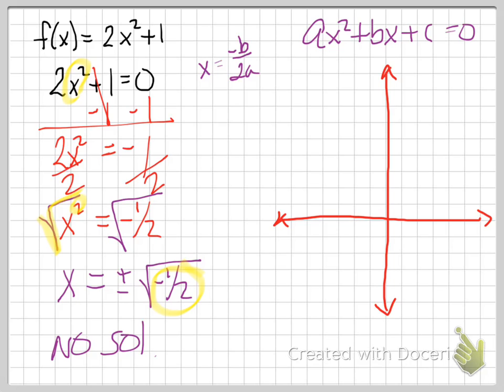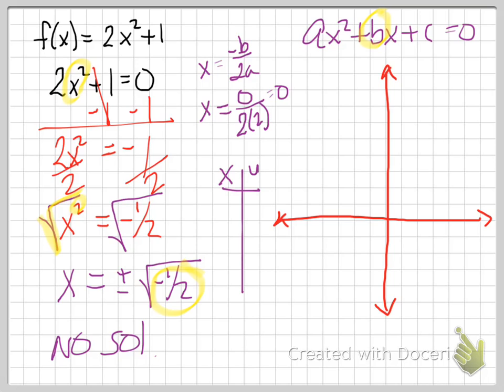And the b is next to the x. So since there is no single x by itself in the equation, then I know that the b is 0. So I can place 0 in there. There's no such thing as negative 0, so I'll just put a 0. And 2 times 2, because the a is 2. And I get 0. So I'm going to start a table here.